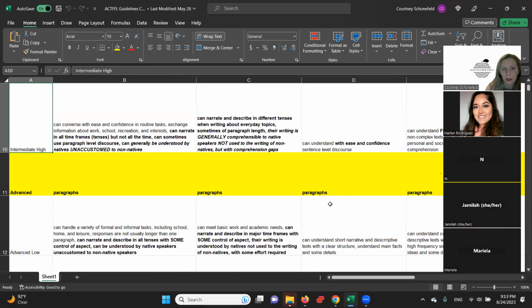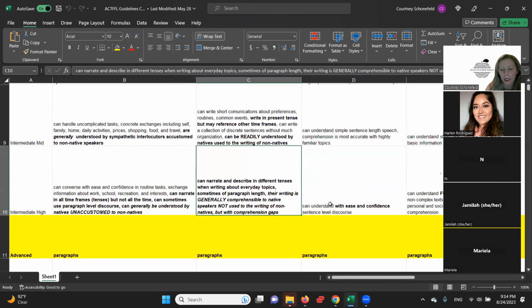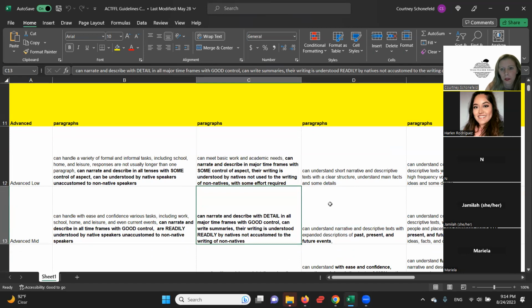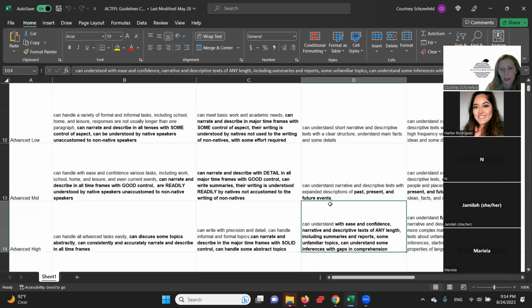For speaking, they were starting at intermediate high. And for writing, it was intermediate mid. So that's a big difference. Not until advanced mid. And then for advanced high, they can understand with ease and confidence narrative and descriptive text of any length, including summaries and reports, even on unfamiliar topics. So I would say when they get to this level, they have cognitive academic language proficiency, right? Because they can understand the advanced language about even unfamiliar things or less familiar things.